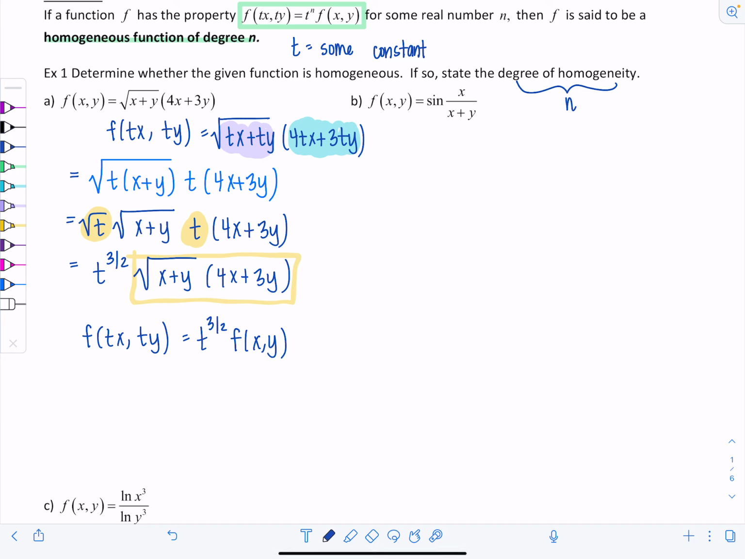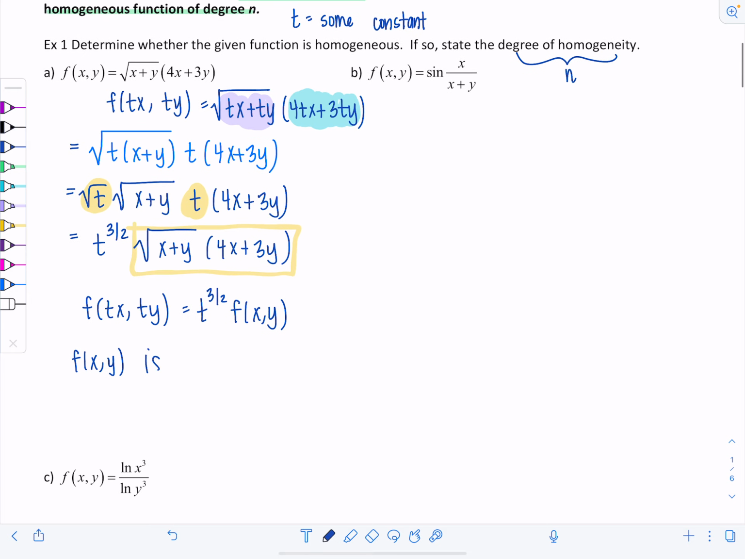So we've just shown by applying the definition that f of x, y is indeed homogeneous. And then we need to identify the degree. And remember, the degree is whatever n is. So the power on t. So it's homogeneous of degree 3/2. All right, very good.